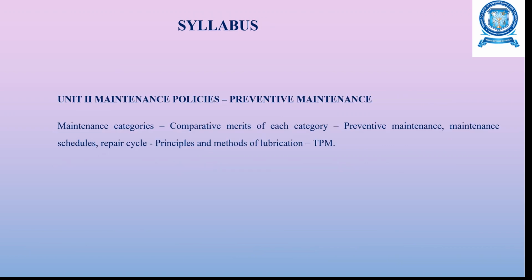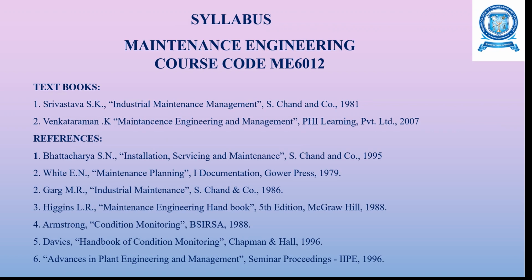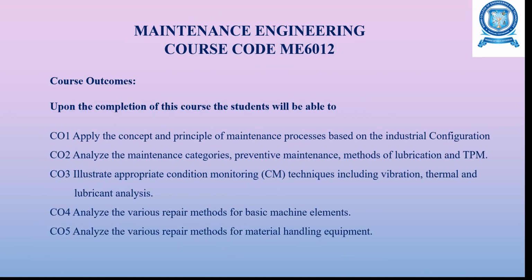in industry. And the syllabus for this Unit 2, the maintenance policies and preventive maintenance, covers maintenance categories, comparative merits of each category, preventive maintenance, maintenance schedules, repair cycle, principles and methods of lubrication, and TPM. So these are all the textbooks and reference books for this maintenance engineering course. And the outcomes on completion of this maintenance engineering course.